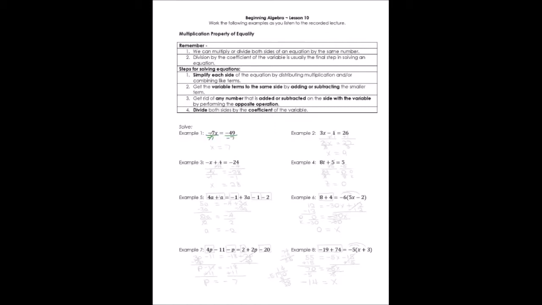The negative 7's cancel. I have just plain old x. Negative 49 divided by negative 7 is a positive 7. And you can see I've solved my equation. x is equal to 7.